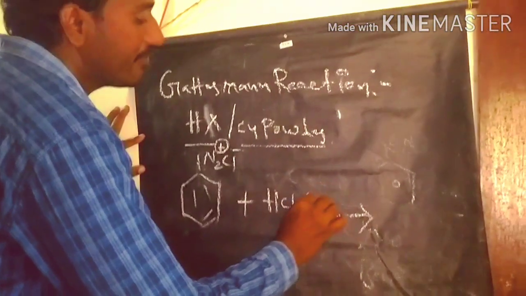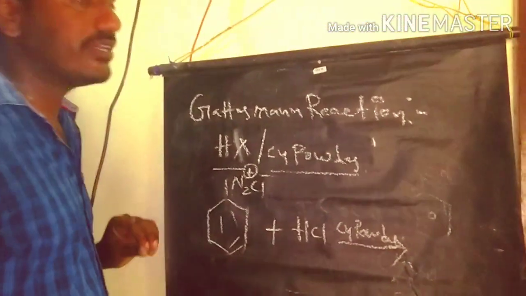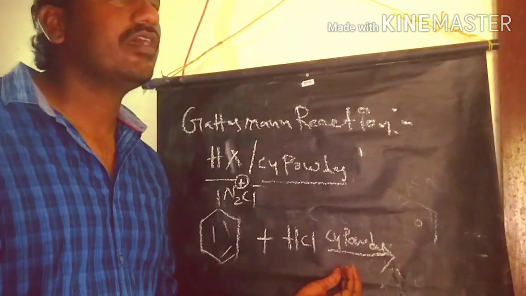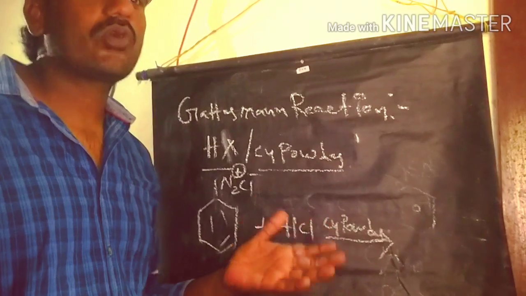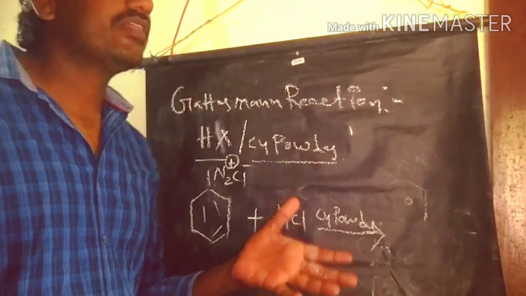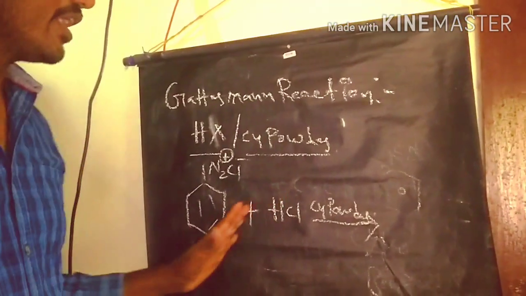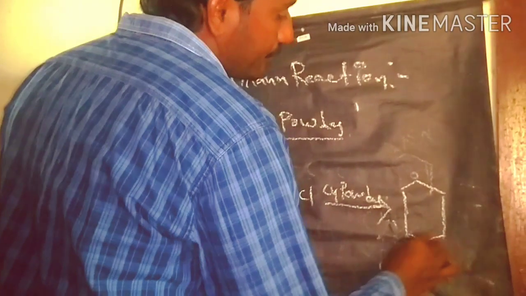The major difference between the Sandmeyer reaction and the Gattermann reaction is the copper. Here we are using copper as a powder, as a catalyst. In the Sandmeyer reaction we are using copper chloride, copper bromide to prepare the aryl halides. So that is the major difference between these two reactions. Let's see what is happening.